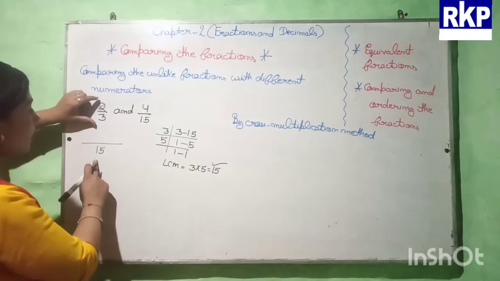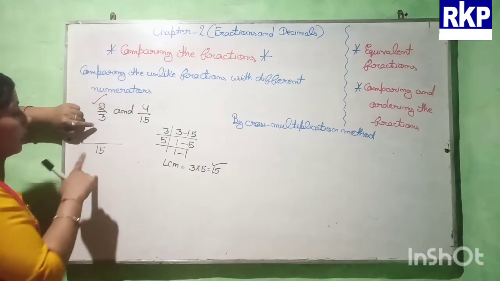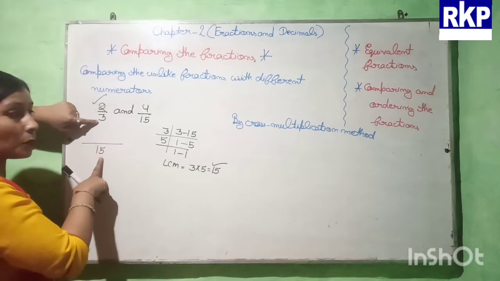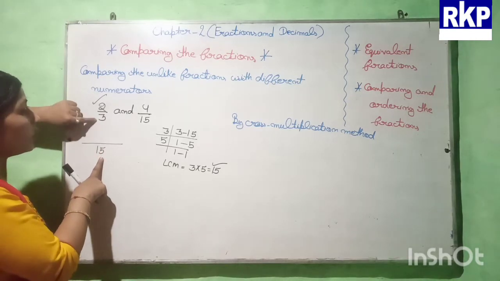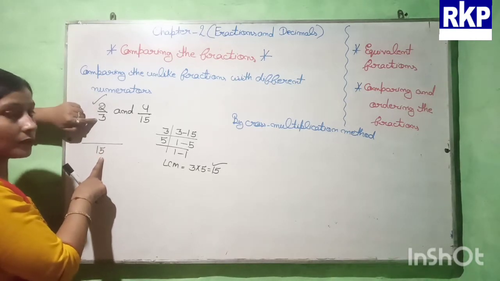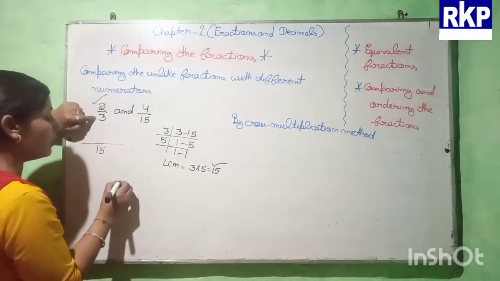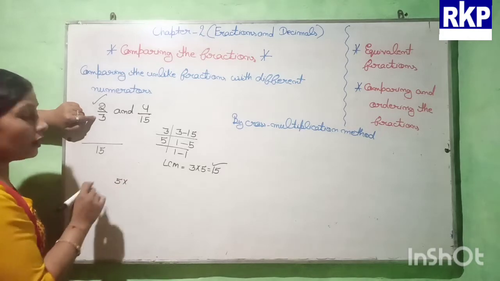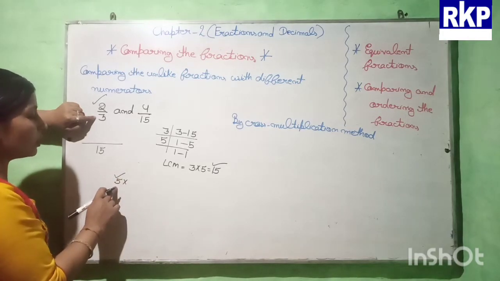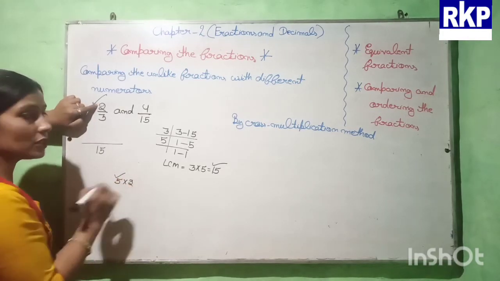Now let us see the first fraction. First of all we have to divide this 15, the LCM, by the denominator of this first fraction. So when we divide 15 by 3, we get 5. Now we have to multiply this quotient with the numerator of this fraction.